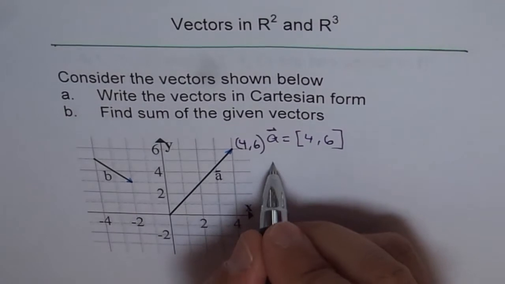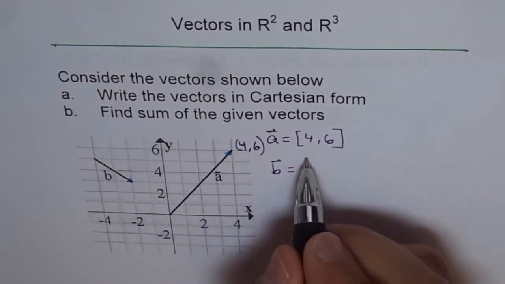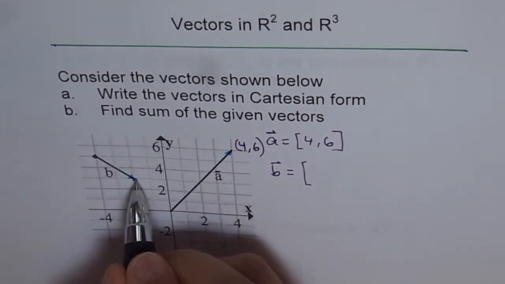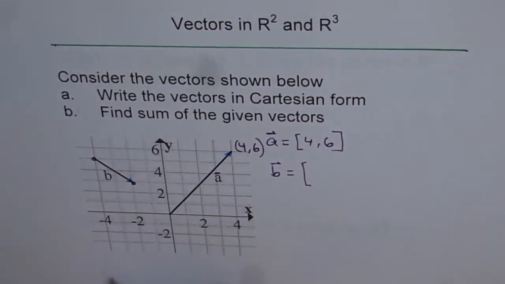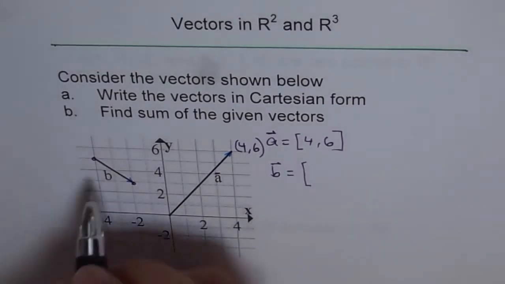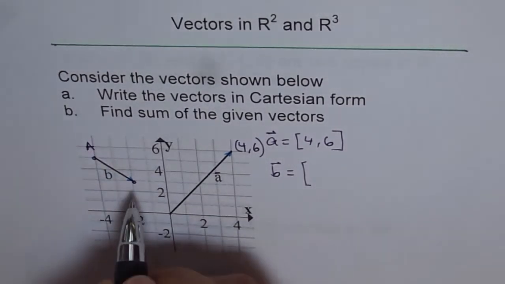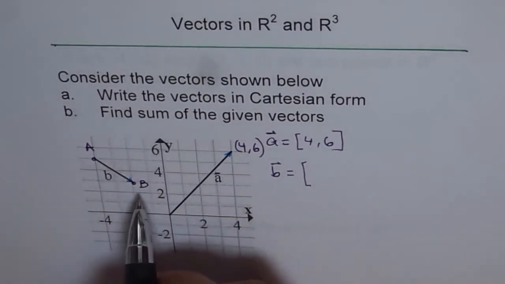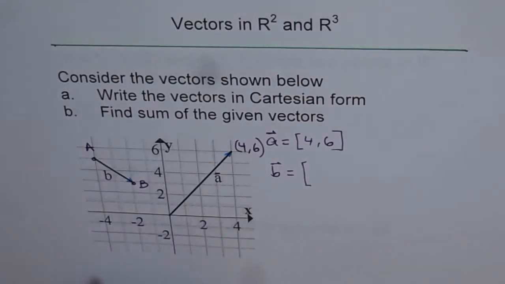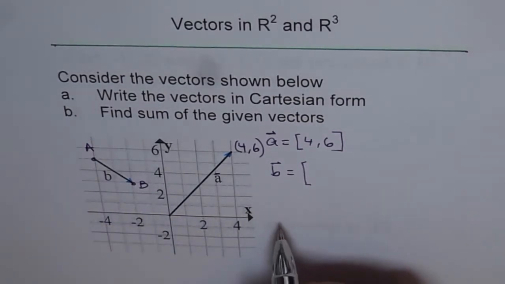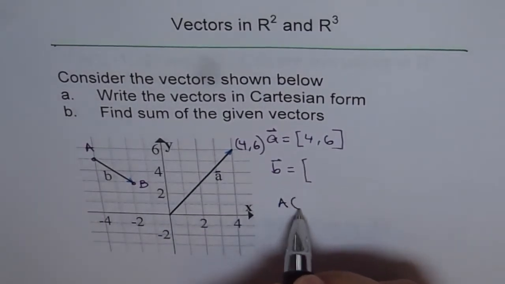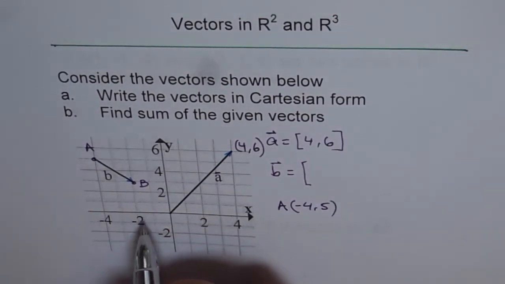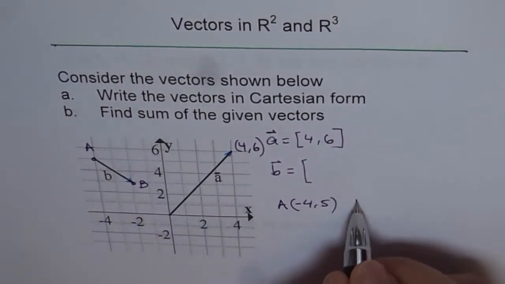Now for vector B, what do we do? For vector B, we find the points of tail and head and then take the difference. Let us say that the tail is at point A and head is at point B. In that case, what are the coordinates of points A and B? They are necessary to be determined. A is the point -4, 5 and B is -2, 3.